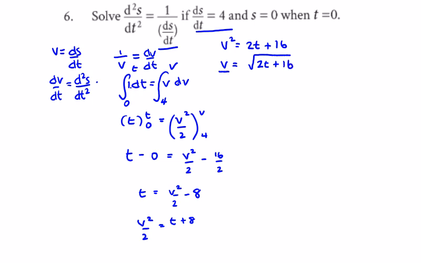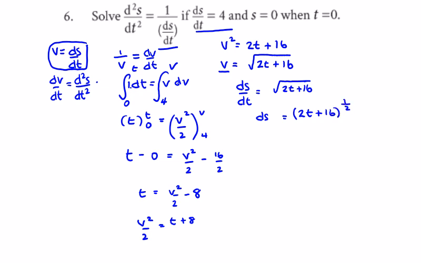So we have v, and v is ds/dt. So ds/dt is equal to v, which is the square root of 2t plus 16. So we're going to have ds equal to, I'll write this to the power of a half, I think probably easier to integrate, 2t plus 16 to the power of a half dt. So we need to integrate both sides.